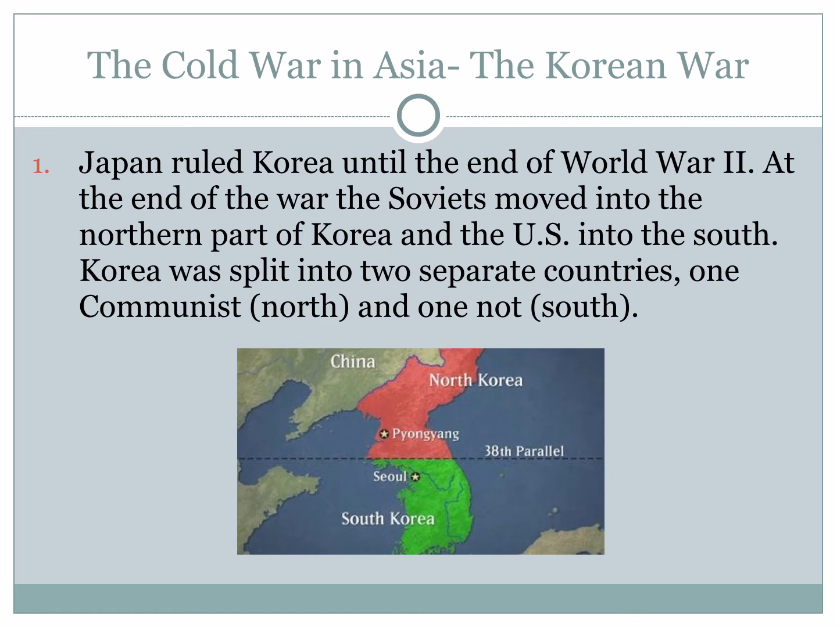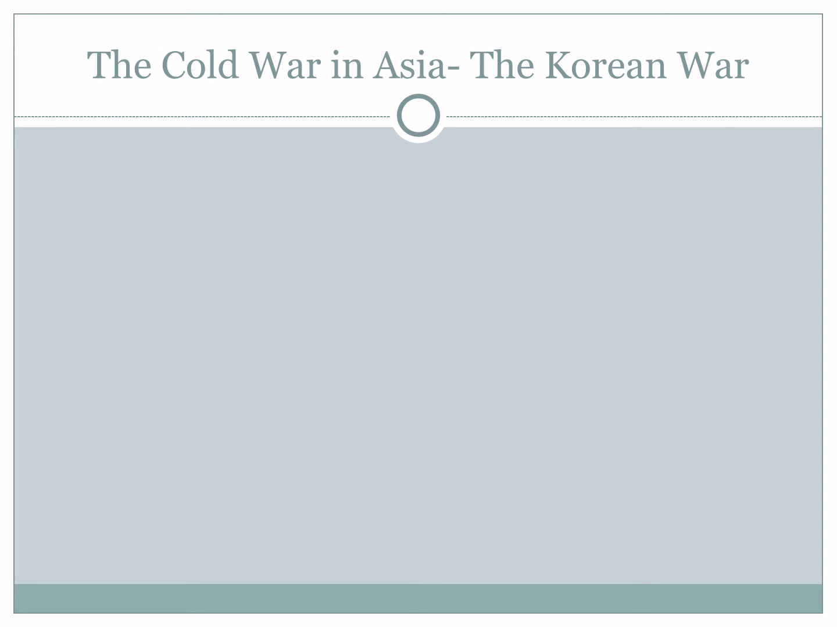Like China, Japan took over Korea in World War II. And Japan ruled Korea until the war was over. At the end of the war, the Soviets moved into the northern part of Korea. The U.S. moved into the south. Korea was split into two different countries. You had the communist North, which is in red on the map, and the non-communist South, in green on the map. So Korea, kind of like Germany, is split up into two separate countries, one communist, one not.